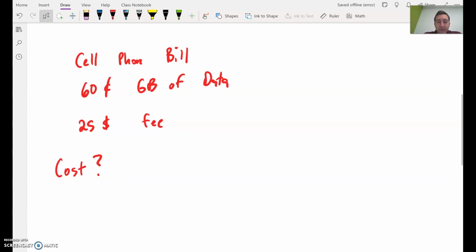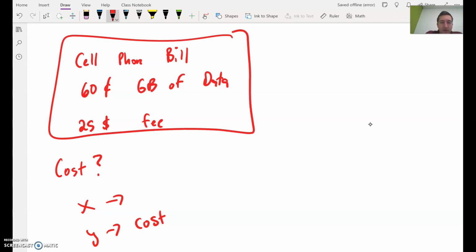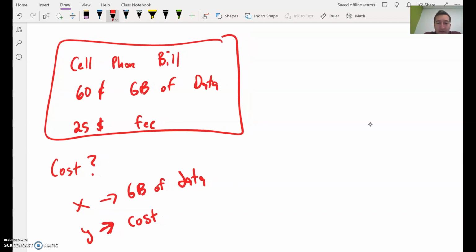What if we did this? We've got to find our two variables. What is our x variable? What is our y variable? The y variable is the cost. But which one of these determines the cost? Which one of those is going to cause our cell phone bill to change at a constant rate? That is how much data you use. So the x variable is gigabytes of data.